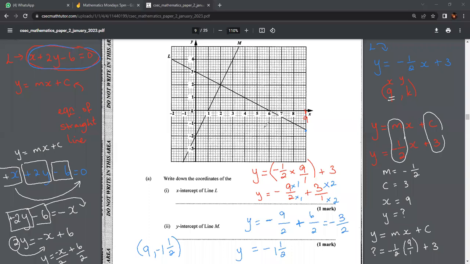All right, so any questions on this one? Now, those who are confused? I am completely lost.